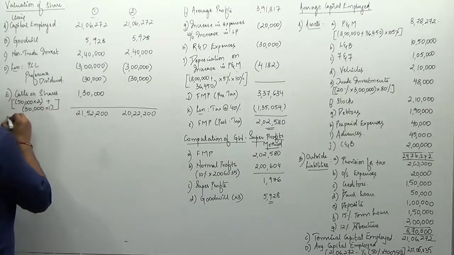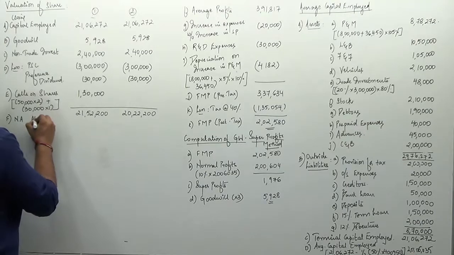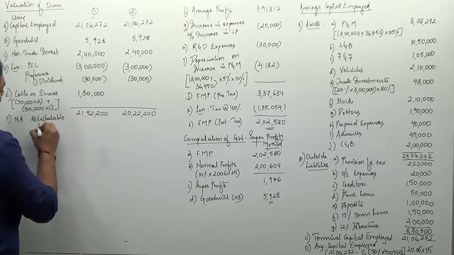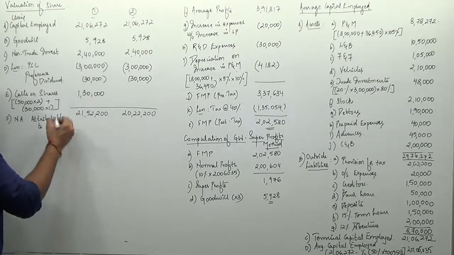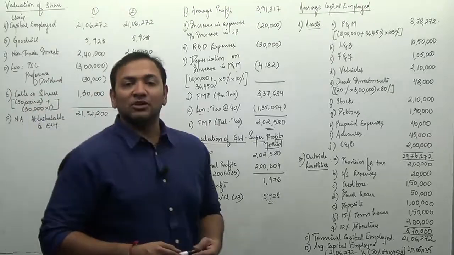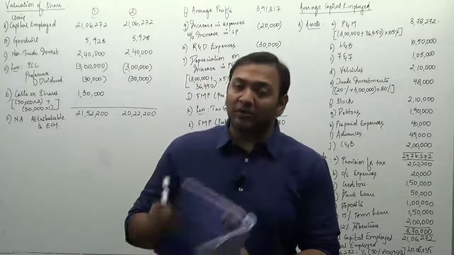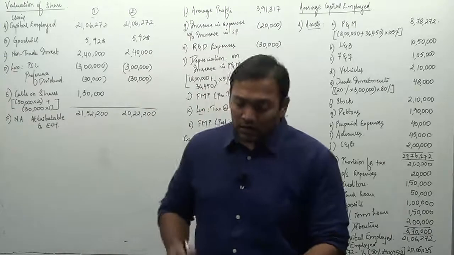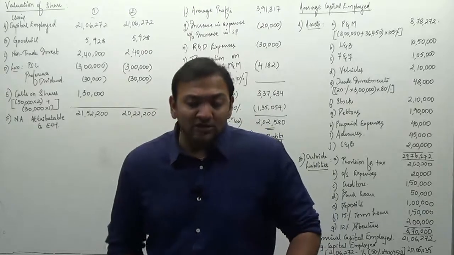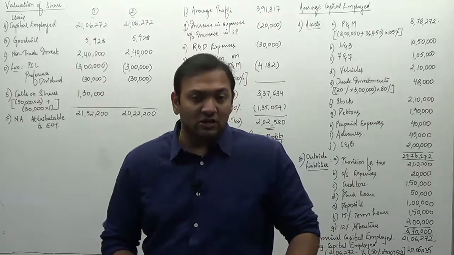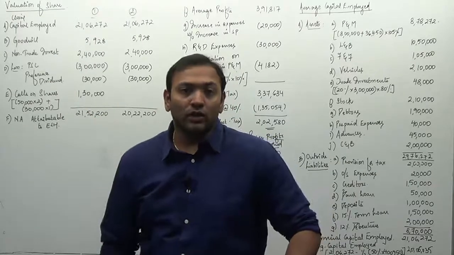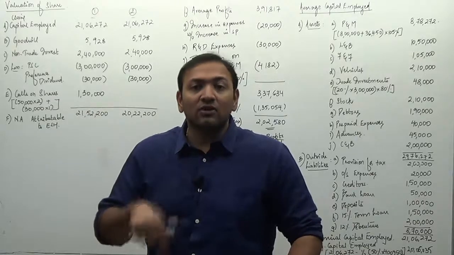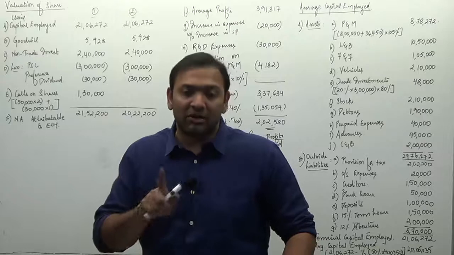20,22,200. This is called net assets attributable to equity shareholders. Now, when you find out the value per share, what is the value that I get? Ex dividend or cum dividend will be the question, because he asked you to find out both. There is a proposed dividend of 1,50,000 on the liability side. Did I deduct it? No. That means the net assets include the value of dividends.